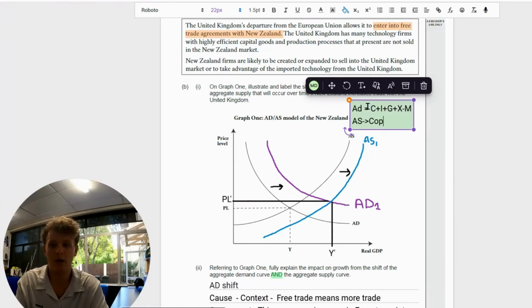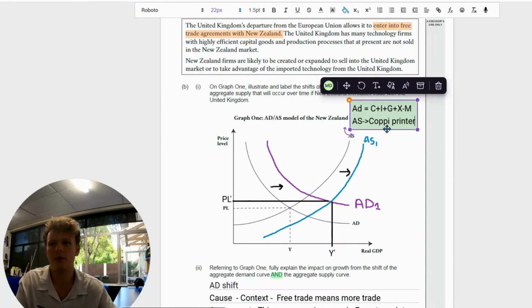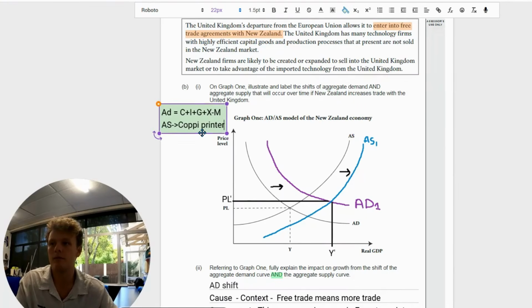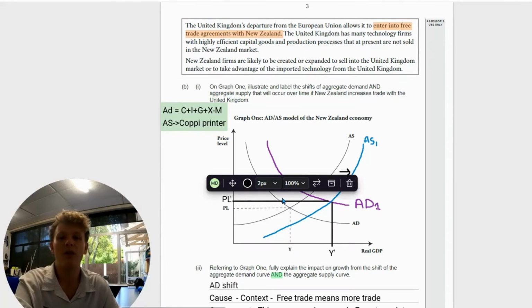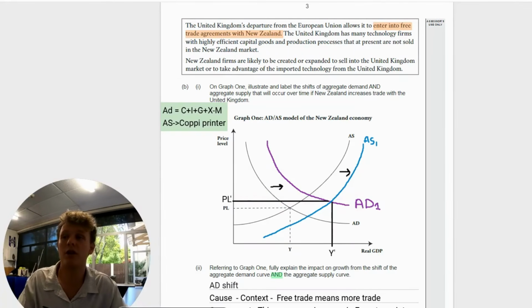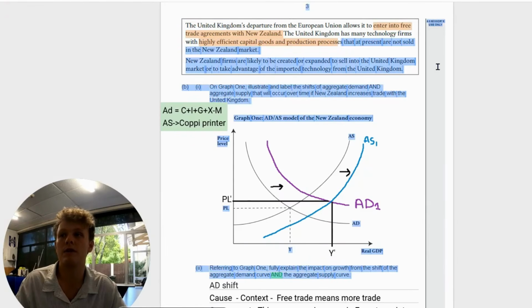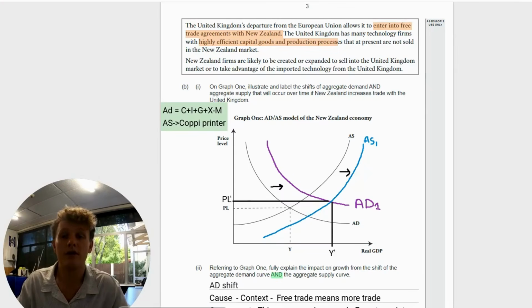So they might look like AD increasing. We've put AD increasing because New Zealand is a big exporting country. So we're going to increase our net exports as we sell into the United Kingdom, where there's millions more customers. And then the second part is our AS increasing, and that comes from the highly efficient capital goods and production processes that we benefit from by New Zealand selling to those markets, or New Zealand importing from those markets.